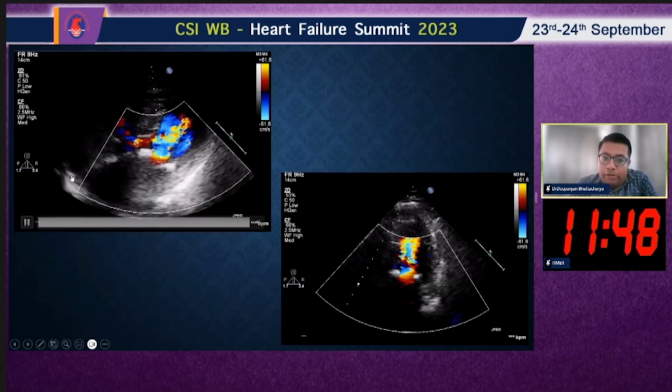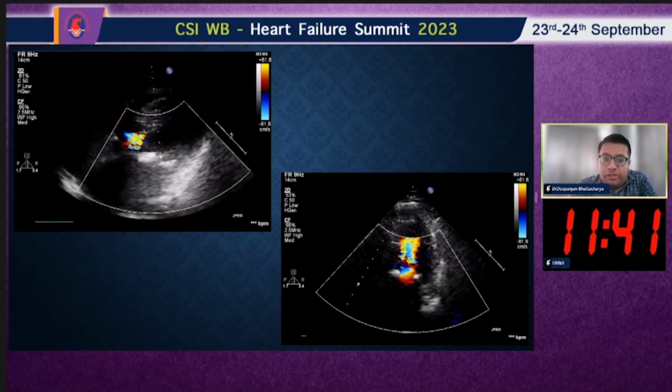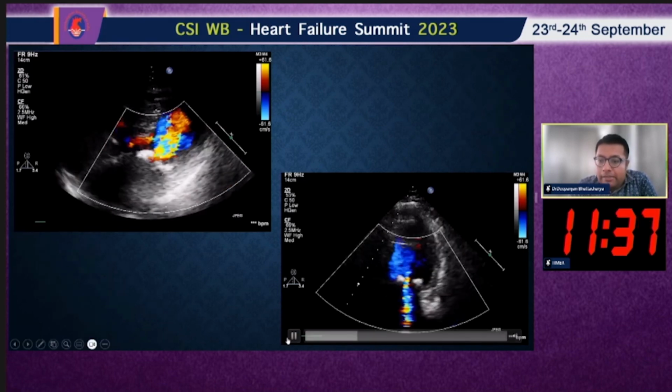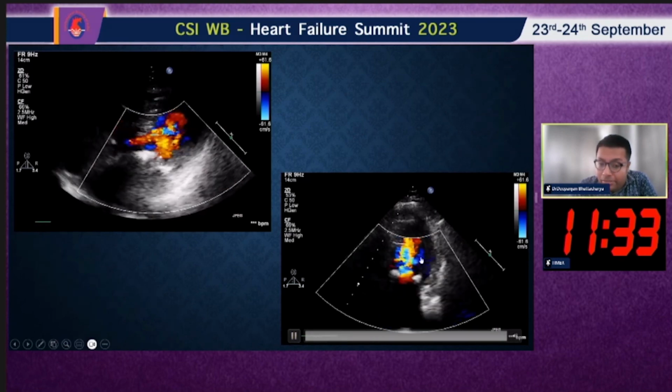next, coming to how we see the valvular pathology. Echo is again the gold standard which is followed for diagnosis of valvular pathology. Here we can see a patient who has got moderate to severe AR. And here we can find a patient who has got some component of MS as well as moderate MR.